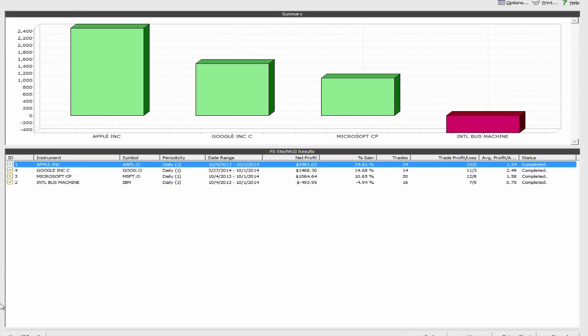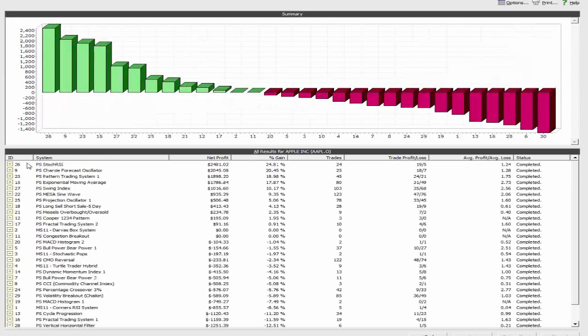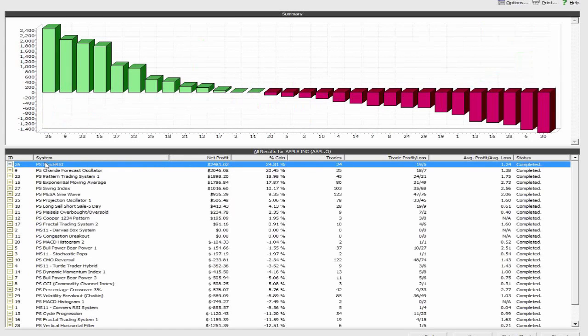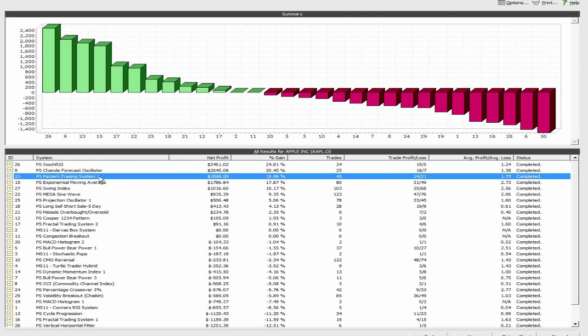If I wanted to look at how any of these performed against all of the stocks, say I'm looking at Apple right now with the Stochastic RSI, and I click on View All Results, it's going to show me just the results for Apple. When I sort that, I can see that across the Apple instrument, Stochastic RSI was the best performing system, followed by the Chande Forecast Oscillator, followed by the pattern trading system 1.